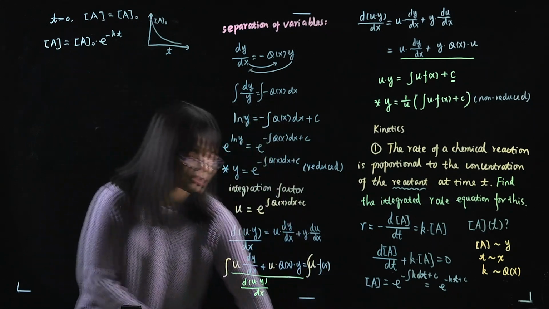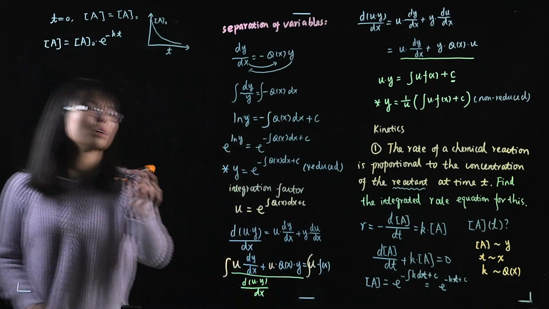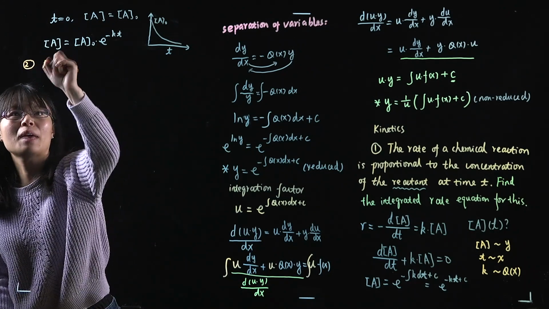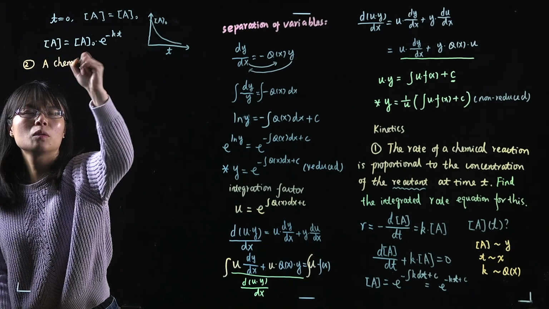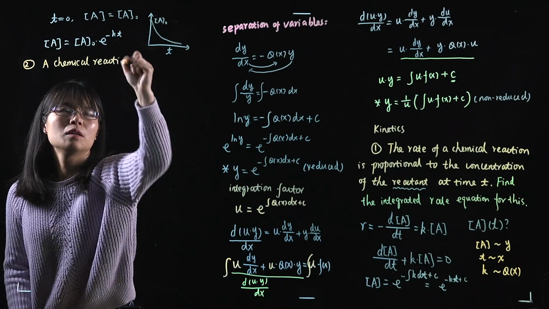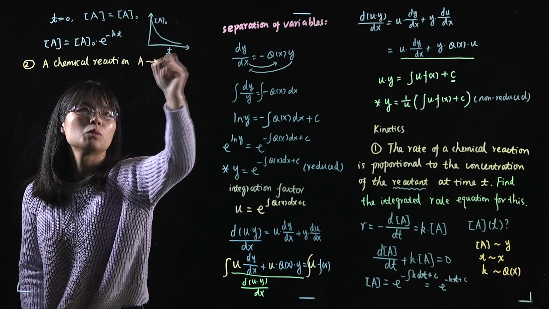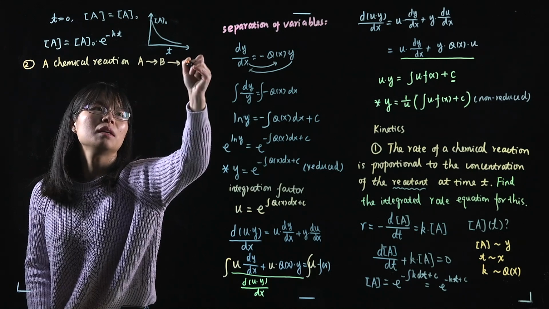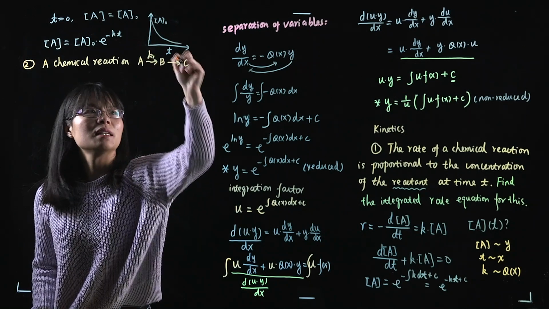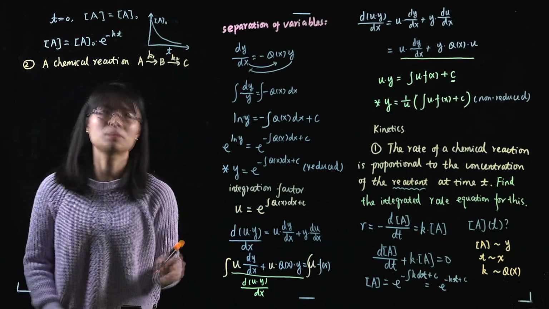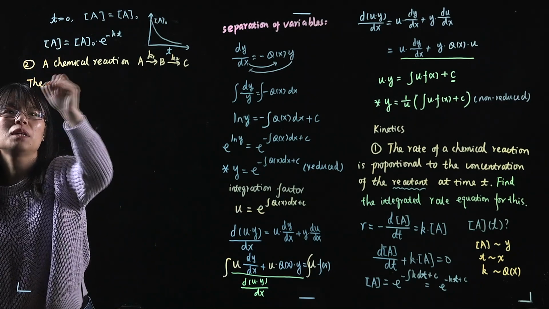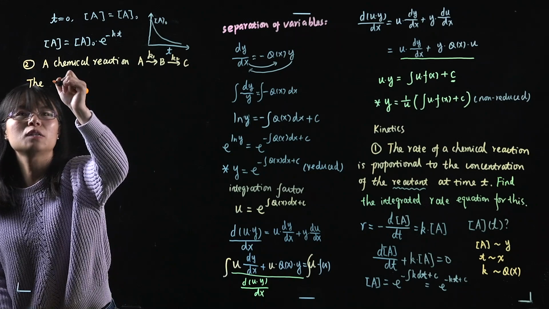Okay, after this, let's work out a second problem. In the second problem, I have a chemical reaction which involves two steps, changing from A to B, and then B converts to C. For these two steps, the rate constants are K1 and K2, respectively. Now I tell you that the concentration of B follows the following relation.